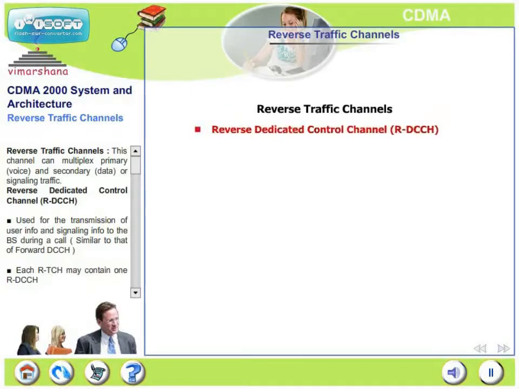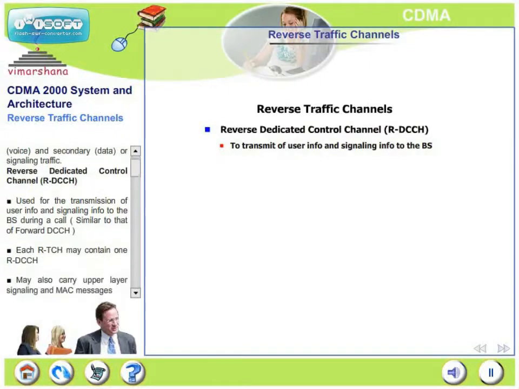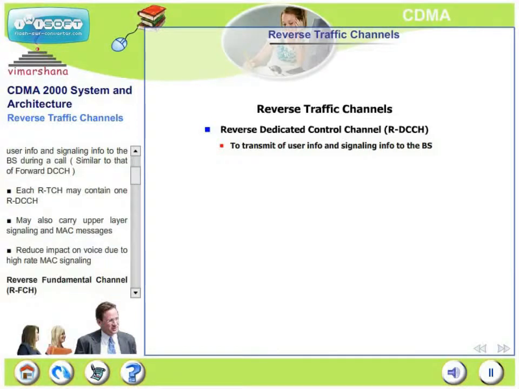Reverse dedicated control channels, what are they? Used for the transmission of user information and signaling information to the base station during a call, similar to that of forward dedicated control channels. Please recall what forward dedicated control channel does, and the reverse dedicated control channel does exactly the same.